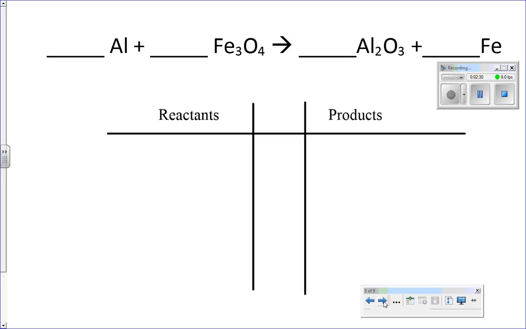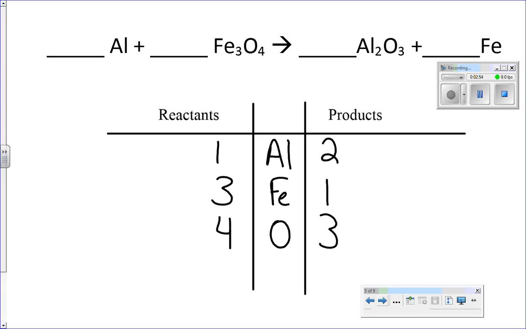Next reaction I'm going to take a look at is going to end up with some larger coefficients. That's okay. There's a little bit of trial and error involved sometimes. I've got aluminum, I've got iron, and I've got oxygen. So I'm going to go ahead and count. I've got 1 aluminum on the left, 3 irons, 4 oxygens. On the right-hand side, I have 2, 1, and 3. And again, I like to do my little red squiggly line. Visually helps me out a lot.